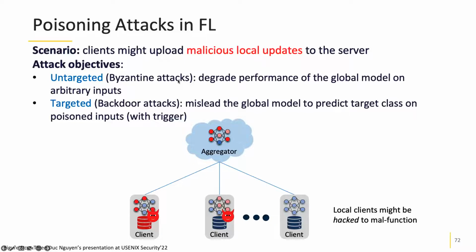And similar to poisoning attacks in the centralized setting, poisoning attacks in FL can be either untargeted or targeted. Untargeted poisoning attacks are also called Byzantine attacks, where the objective of the adversary is to degrade the performance of the global model on the server side on arbitrary inputs. The second type is targeted, also called backdoor attacks. In this case, the attack objective is to mislead the global model on the server side to predict a specific attack target class when the inputs are stamped with the trigger pattern.